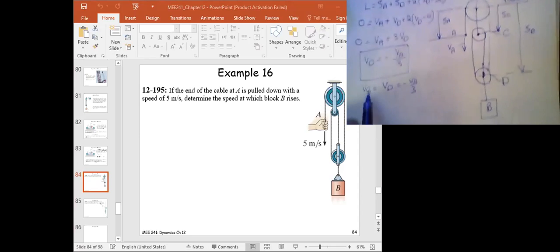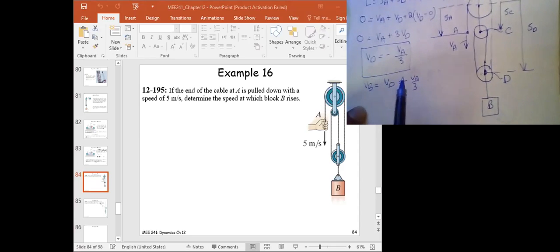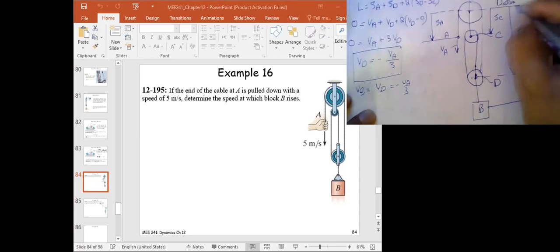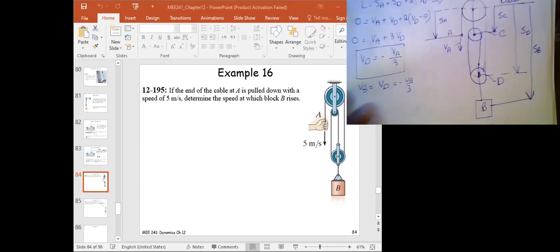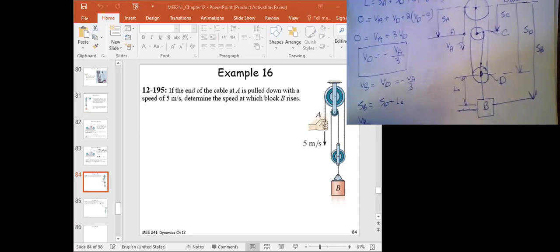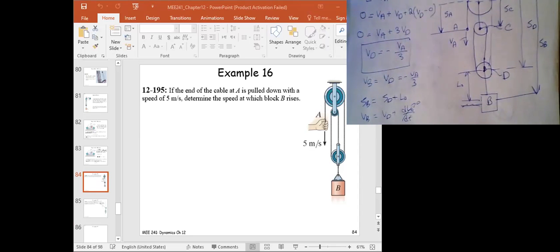And if you still are not convinced why VB is equal to VD, I can also get a reference frame. I can also define this distance and call this SB, and then say SB is equal to SD plus this length, up to this point. Let's call this L0. So SB is equal to SD plus L0, and if you differentiate that, you get VB is equal to VD plus dL0 over dt, but this length is not changing, so it's 0. Okay, guys, all good?